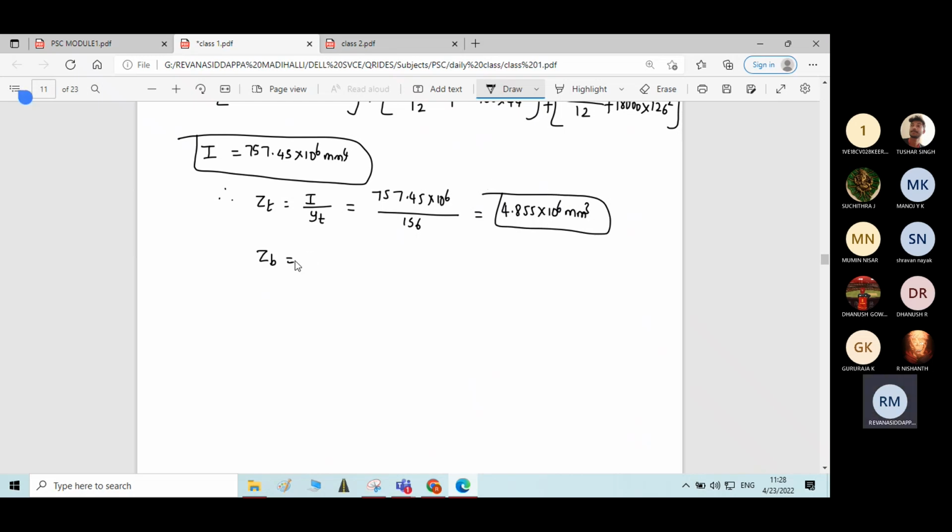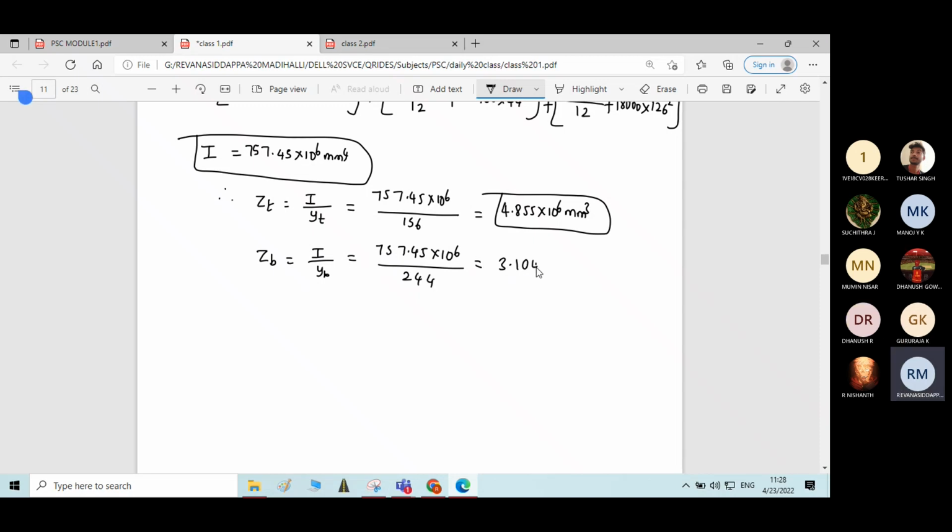Similarly, you can calculate ZB, the section modulus about the bottom fiber. What will be the formula? It will be I by YB. Same moment of inertia, 757.45 into 10 power 6, divided by YB, which is 244. The answer is 3.104 into 10 power 6 mm cube. So you got ZB. The section modulus values you got now.